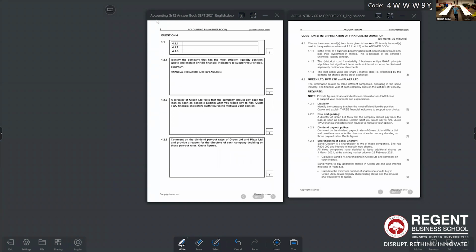I need you to understand that interpretation of financial indicators, that's your financial information, the ratio question, which are referred to as ratios. You know, that section is extremely important, and I'm going to show you how easy it is to pick up marks. It is absolutely simple and straightforward.